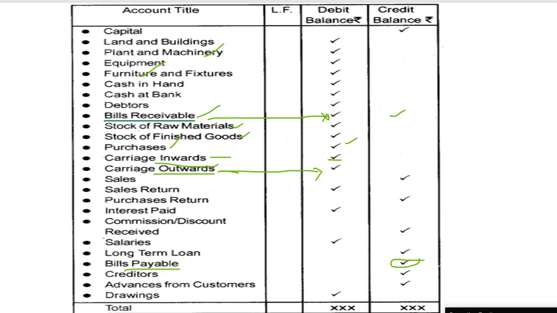So carriage inwards means whatever goods we are buying for ourselves. In both cases we are paying the money, so these come under the debit balance in the trial balance, guys.